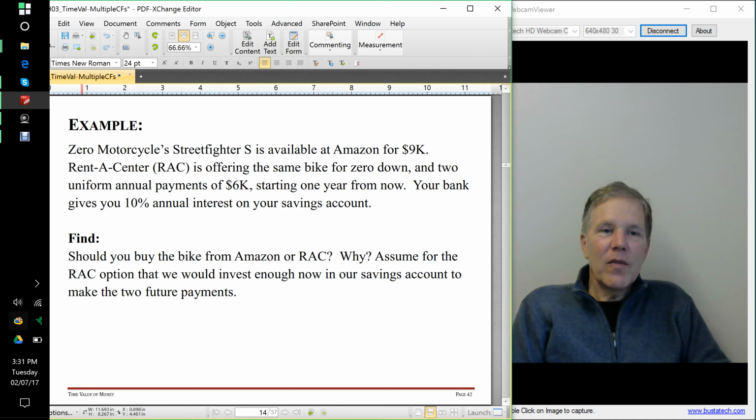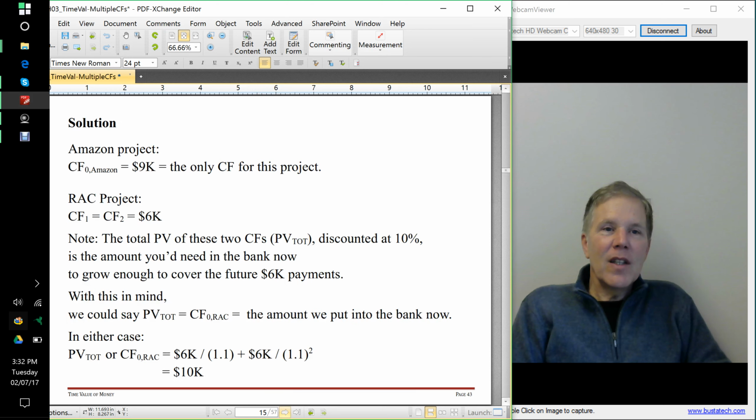So what I'd like us to find is, should we buy the bike from Amazon or Rent-A-Center? Why? Let's assume for the Rent-A-Center option that we would invest enough now in our savings account to make two future payments. So this is sort of similar to the trust fund issue with your parents, except we are putting enough aside now to make two payments in the future, not one. All right, so let's see how this shakes out.